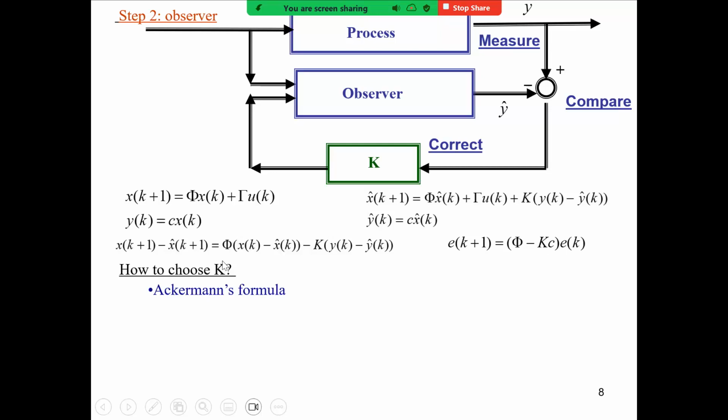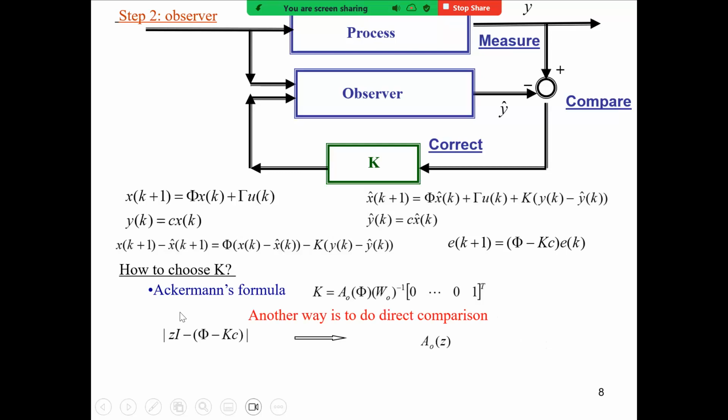This matrix, right? This matrix has to be stable, phi minus kc. We can make it not only stable, we can also make the poles, right, to some desired positions. Okay. Following the same way we can derive the Ackermann's formula. Of course, if you don't like to use this formula, you can still do the direct comparison, right? Which means you get the characteristic polynomial of this matrix, phi minus kc. You compare that with the desired polynomial. In this way, you will get the gain for the observer. So finally, about the output feedback controller, remember this is the last step.